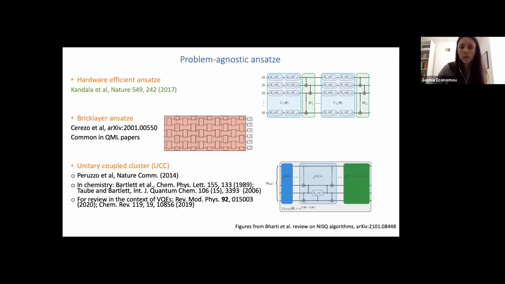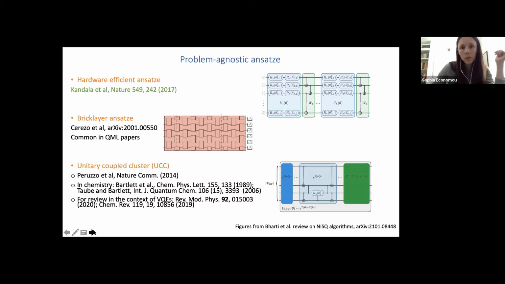So while this, you could argue, has some flavor of the problem coming in, in the sense that you're taking physical operators on the fermionic side, it still doesn't know if you're trying to solve molecule A or molecule B or a superconducting problem, etc. So I would also classify this as a problem agnostic ansatz, even though it is chemistry inspired. And there's a lot of literature on this, both from the classical quantum chemistry and the quantum chemistry community.